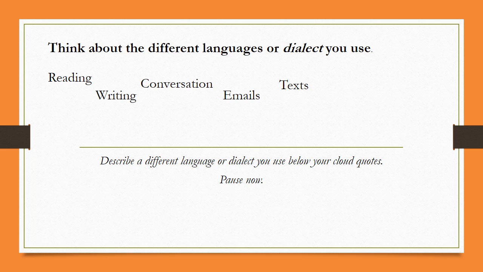Now consider the different languages or dialect you use. For example, if you're from the South, you may have a dialect that represents where you are from. It may sound different if you have lived in the Appalachian Mountains compared to if you've lived on the East Coast. You may be from another country and have a dialect. It is a different way of speaking.